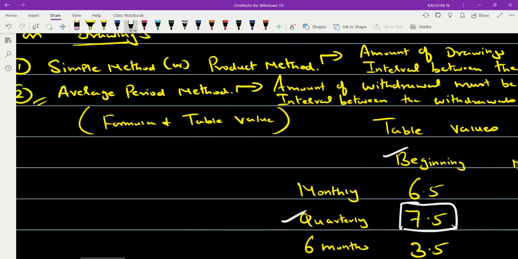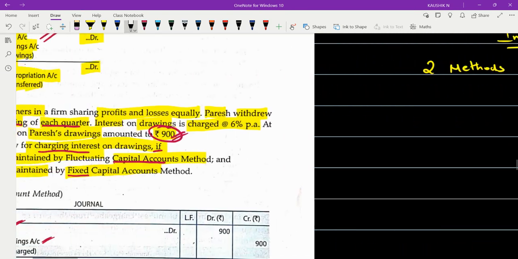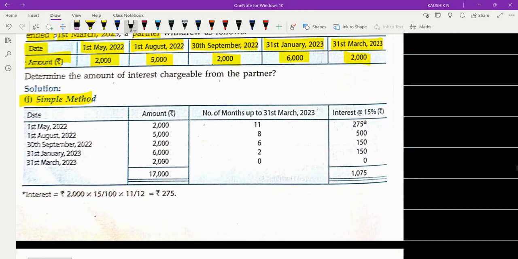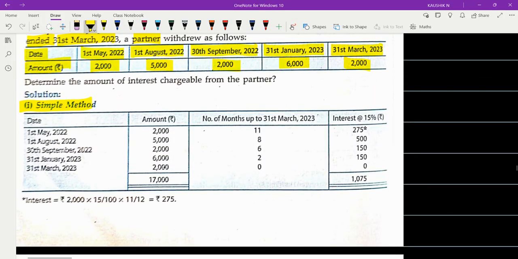Whereas for the next method, you have a formula and table value. This is the format. The first column will be the date column, which is given in your text. The second column is your amount, what you have withdrawn. That is also given in your problem.